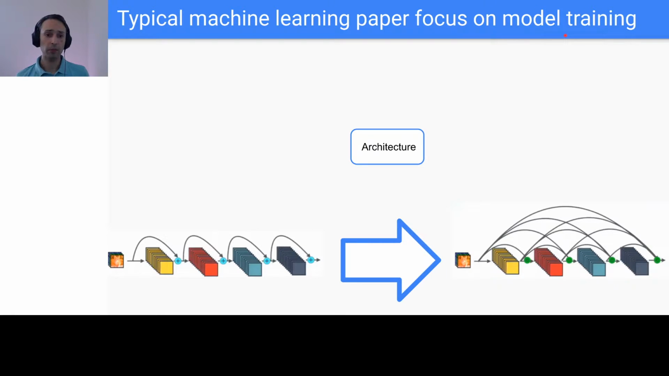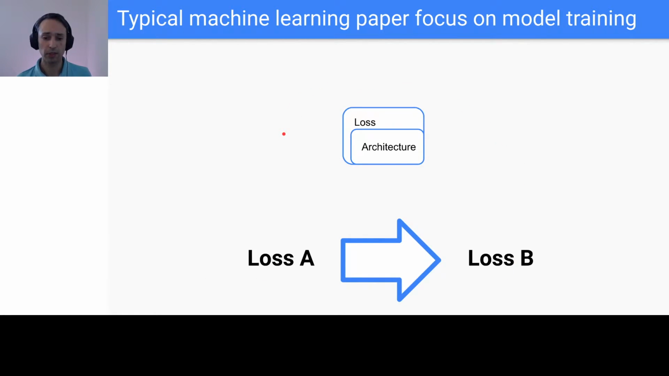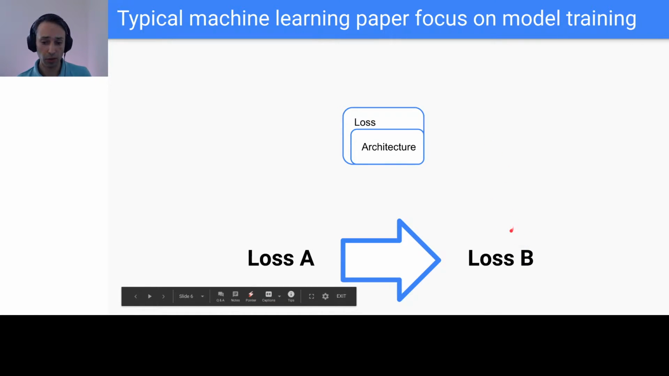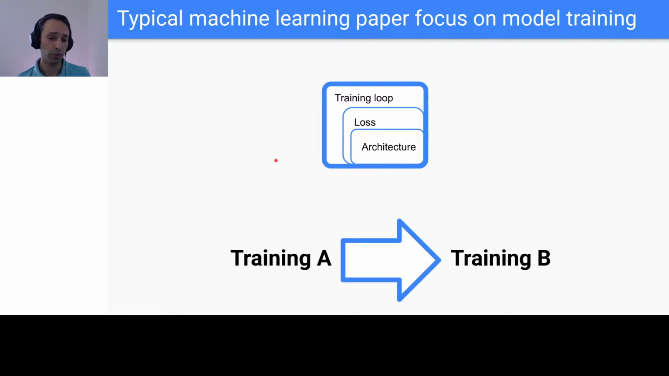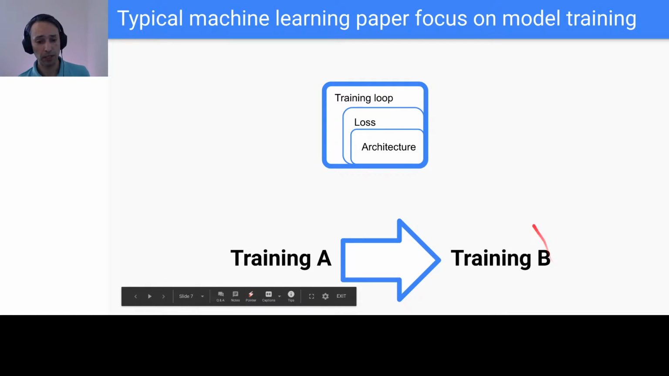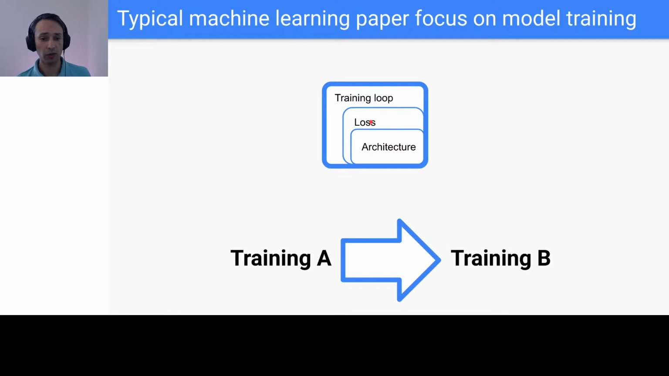Typical machine learning papers focus on a small part of a full system. For instance, a paper might propose a new architecture and argue that it is better than the old architecture, or propose a new loss for training and argue that the new loss is better than the old loss, or modify the training loop, for instance to have better distributed training, and argue that this new training strategy is better than the old one. So this system of architecture, loss, and training loops is what common papers cover.